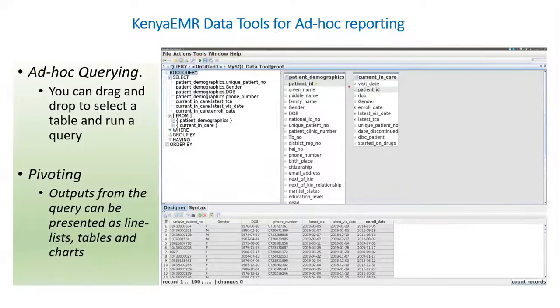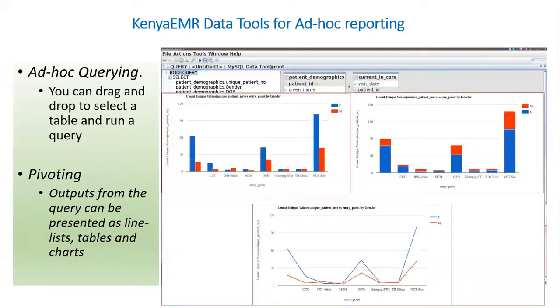So last but not least, I've informed you about the tool, the KenyaEMR data tool, which is helping us to do ad hoc querying and ad hoc reporting. You might need reports that are outside the scope of the standard reports within the system. So then you can use this tool to help you get those reports. You can customize your queries, you can run your line list, and then populate them on the tables, and also generate some of those tables and pivots.